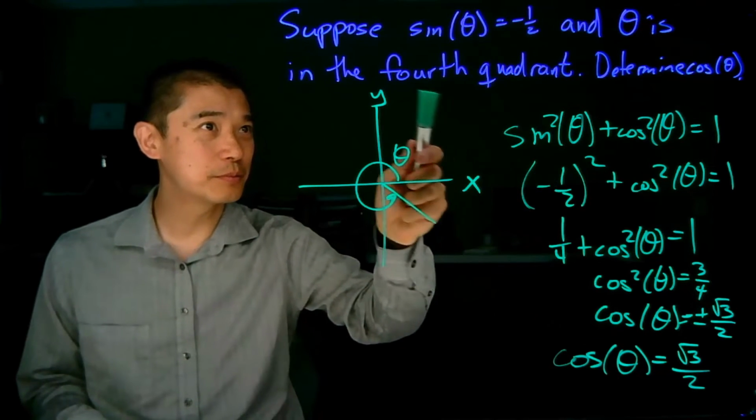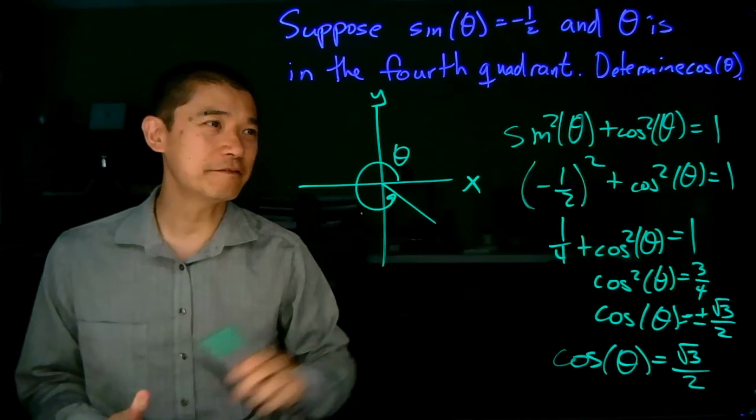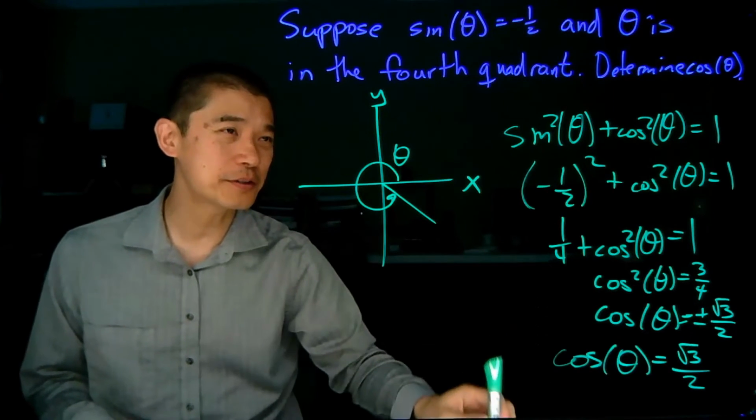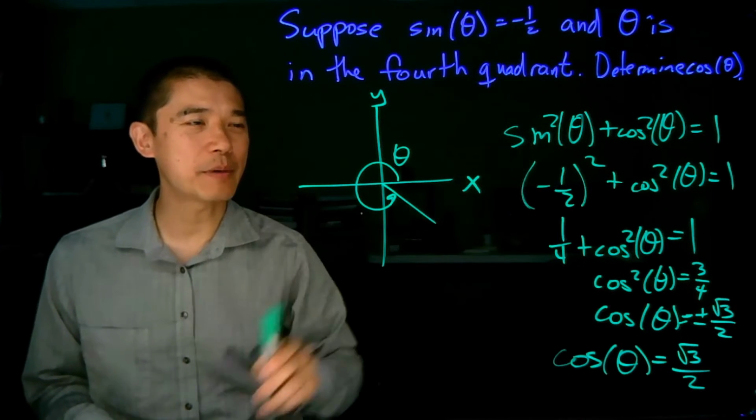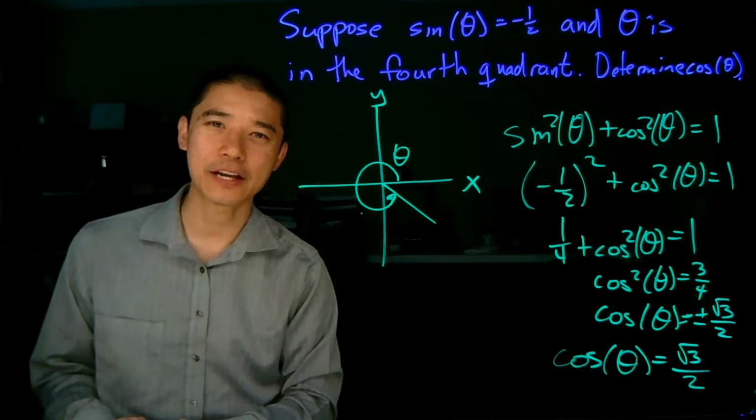And so we need to use the two pieces of information. First piece of information is the value of the sine function, which lets us plug in and get us close. And then the second piece of information is by knowing which quadrant the angle is located in, we can determine whether we want the plus sign or the minus sign.